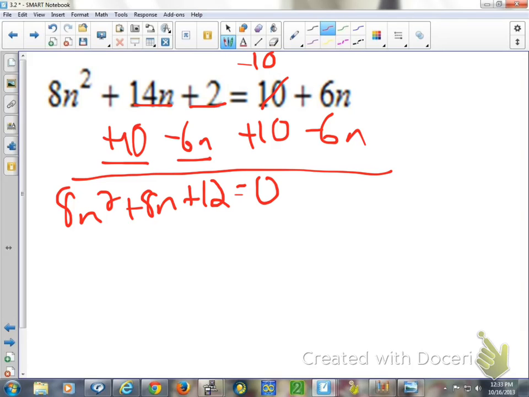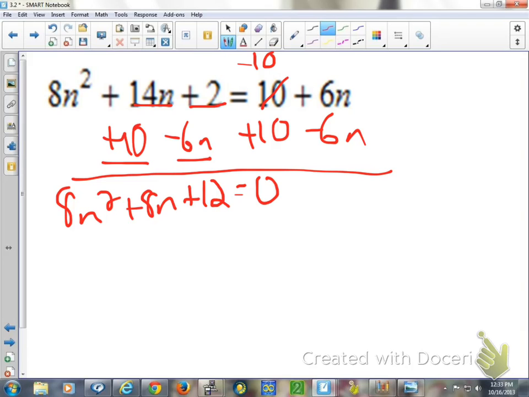Now the reason I had you change that to negative 10 is because you'll be able to tell when you're going to have an imaginary answer or two. You're going to have imaginary answers when everything is positive or everything is negative. If you ever notice that in a quadratic every single piece is positive or negative, that means you're going to have an imaginary answer.